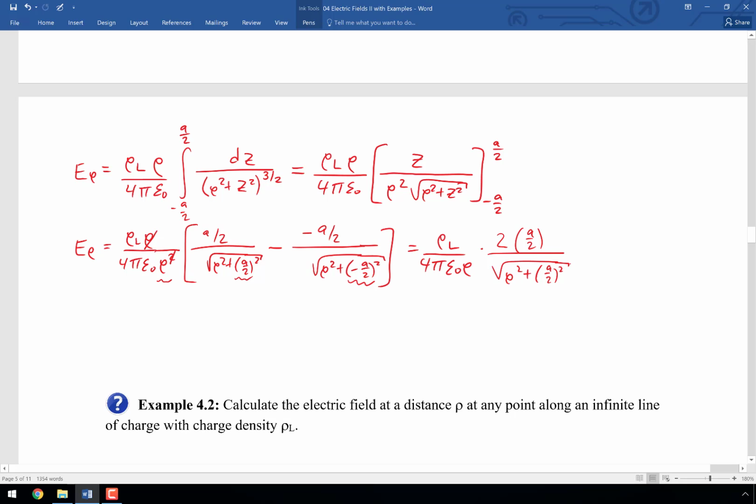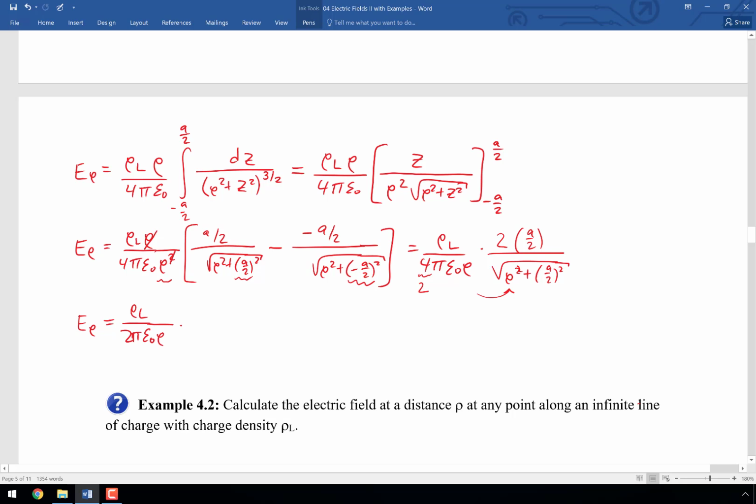When solving a problem like this, you'll often find, I don't know how much further I should go on this. I'm going to go just one or two more steps further, because this is a result that we might be using in the future. So I'm going to take half of this. I'm going to leave half of it behind, and I'm going to move half of it into the square root. So I'm going to have rho sub L over 2 pi epsilon 0 rho.